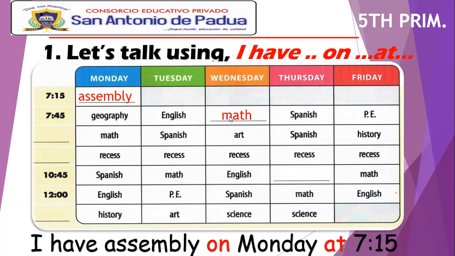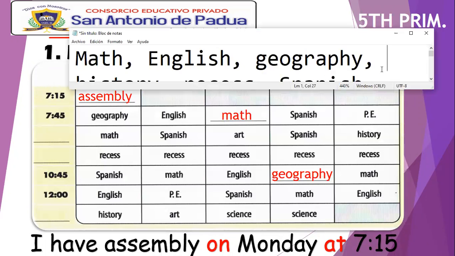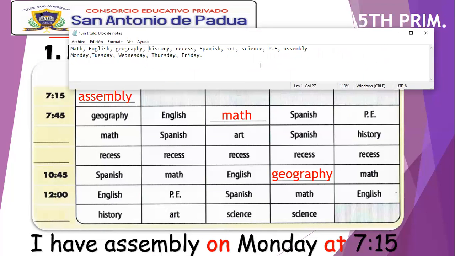Come on, let me check. We have math. What else? We have geography. Okay, good. So now, for example, I have assembly on Monday at 7:15. Good, excellent. Let me check. Come on, go. Oh, good, excellent.